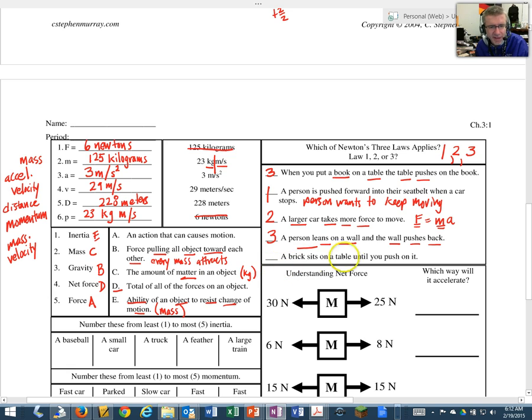And now a brick is sitting on a table until I push it. Now, okay, I know the brick is being held up by the table, so that would be Newton's third law, action is reaction. But this is talking about I'm almost pushing the brick. As soon as I push the brick, it's going to keep motion, but it's sitting still until then, so it's Newton's first law, law of inertia.